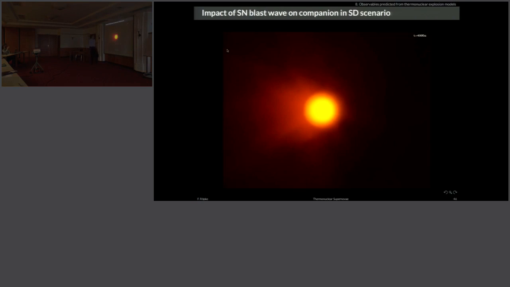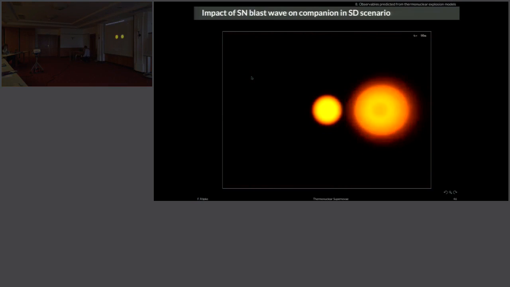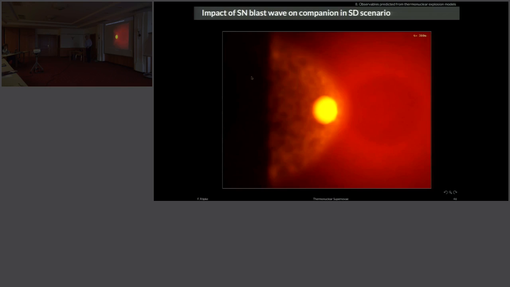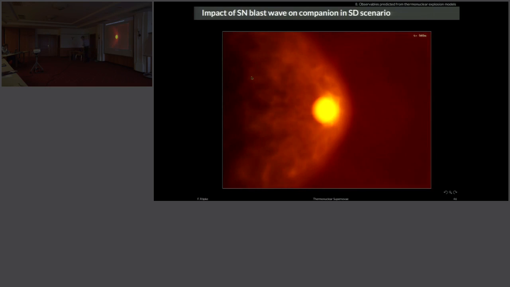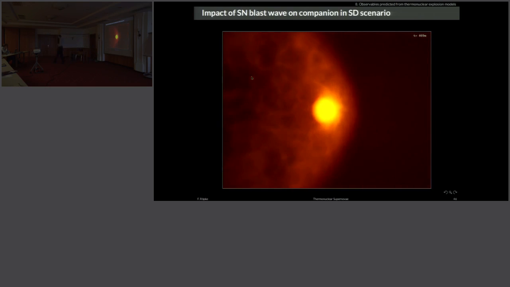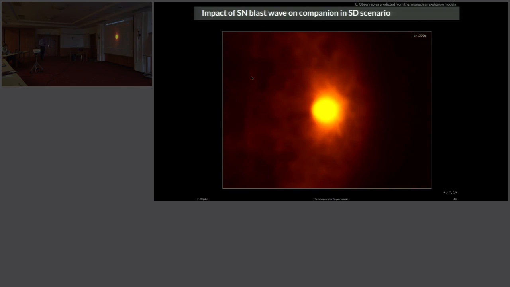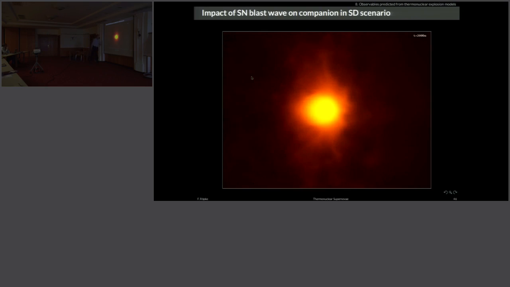We have the companion star and the supernova going off. The supernova blast wave hits the companion star, and this can be actually simulated with SPH simulations. This was done, so it would predict two things, or three things. It would predict the velocity of the companion star. It would predict whether or not you can actually deposit some of the explosion burning products on the companion star.